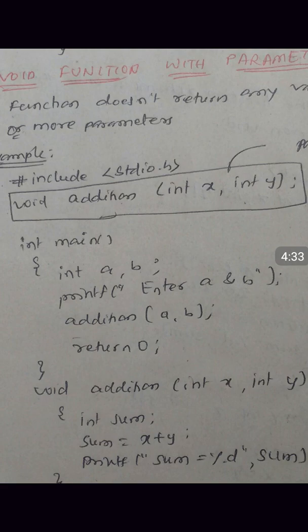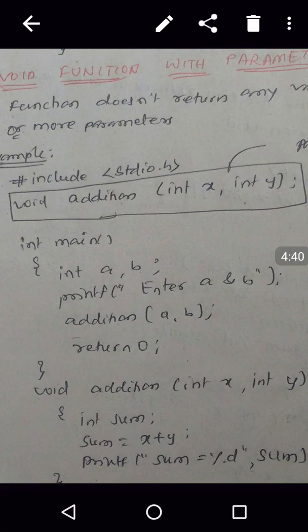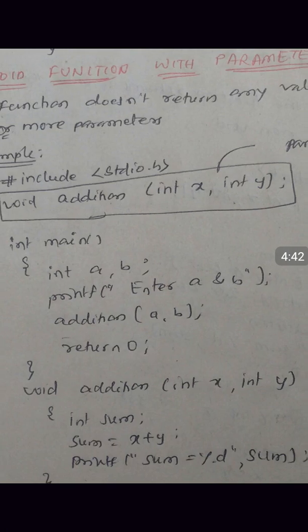So here, in the main function, we call the addition function with arguments a and b, and then it jumps to the function definition. Here sum is a local variable, and it is accepting the x and y values as arguments. Here the arguments are called formal arguments. From the formal arguments, it does the addition of the two numbers, but after doing the addition it will not return anything to the main function. So it is void.